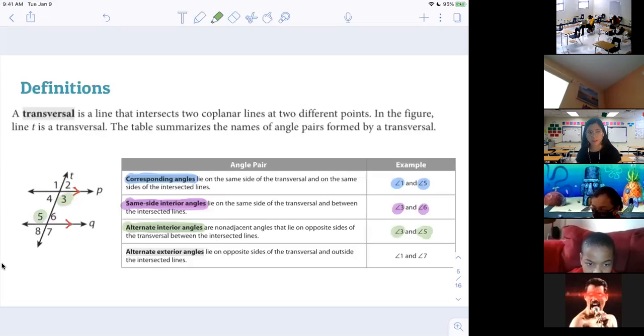What is another pair of angles that would be alternate interior? 4 and 6, exactly. Now, that's it. Those are the only 2 pairs of alternate interior angles.